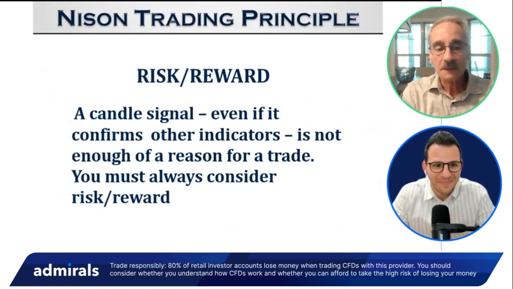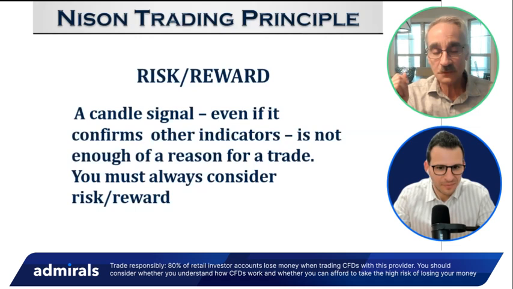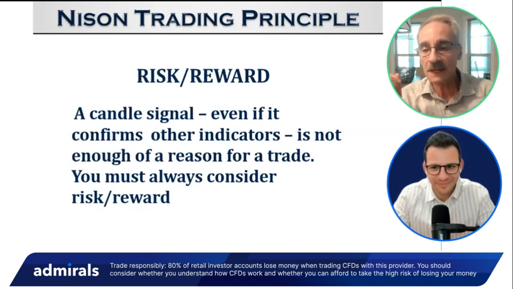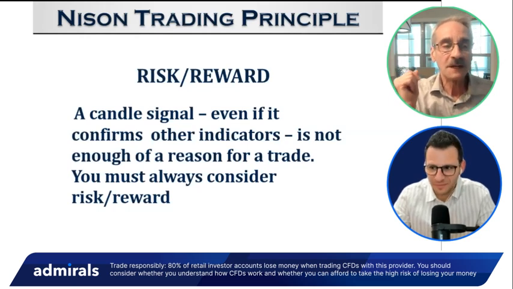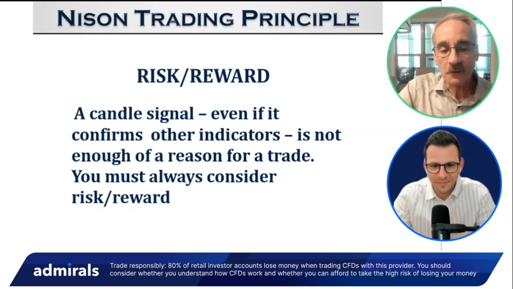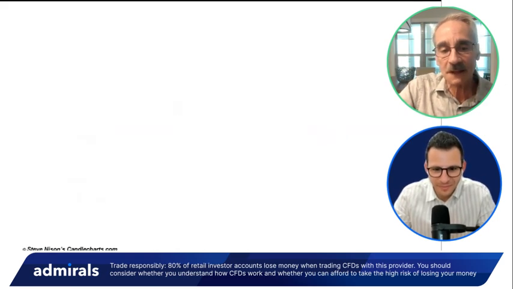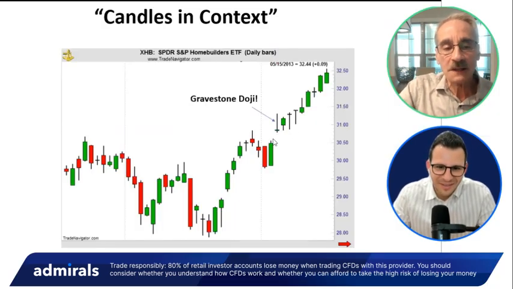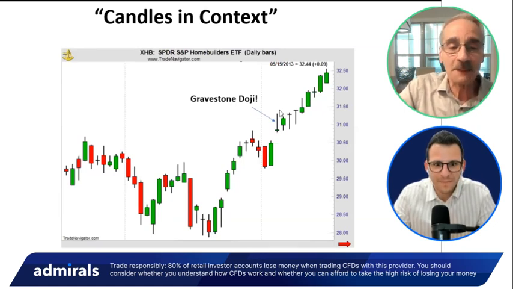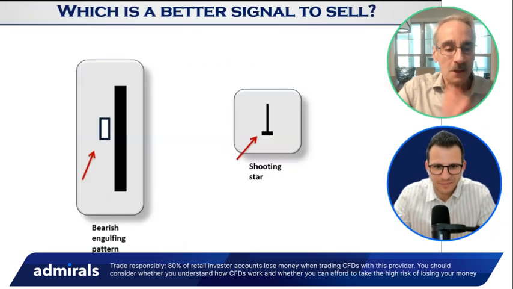And this is key. A candle signal, even if it confirms 100 other indicators, is not enough reason for a trade. Always take into account risk reward. I like 1 to 2 risk reward. Some traders don't mind 1 to 1 if they're very confident. Some like 1 to 3. But we always have to look at the risk reward before the trade. Getting back to here, if you're selling it here, your target is here, the first support area, and I would have a protective stop here. It's not a good risk reward.